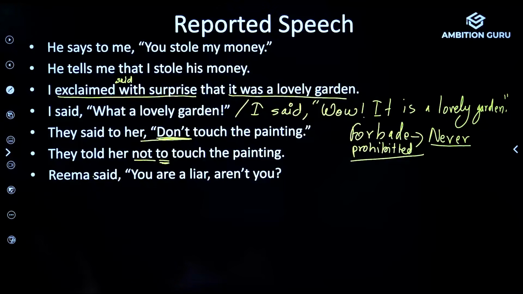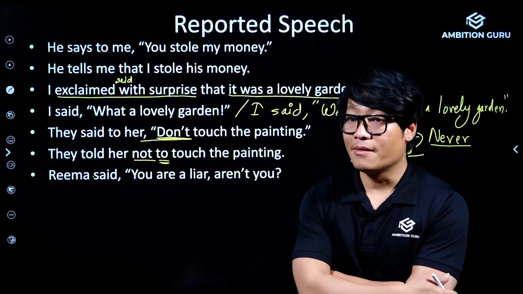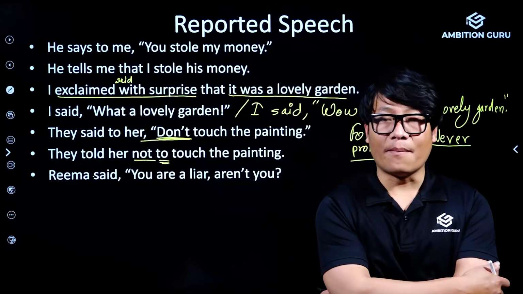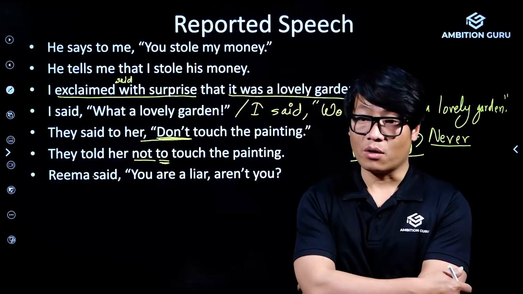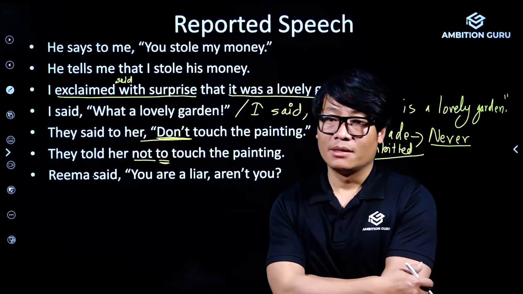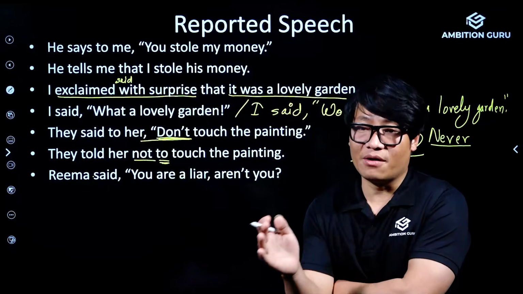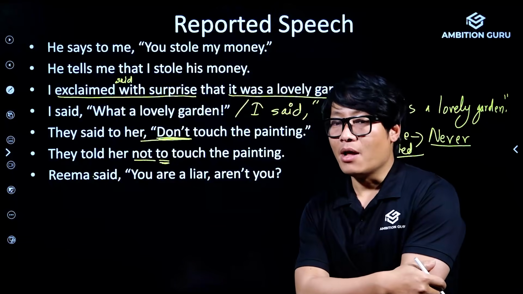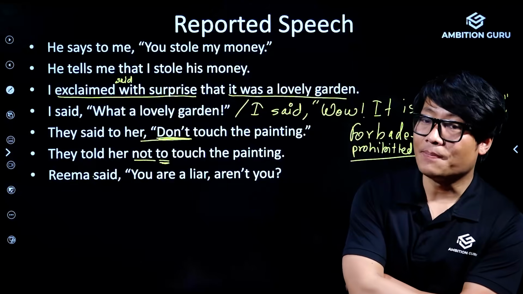Rima said, "You are a liar, aren't you?" Now, what is its indirect speech? Commanded is basically used with a military force like police, army, or commander. Rima accused me of, no need to write that. It is informal, so you need to go with a formal word. Okay, so this is a tag question. So what is the indirect speech?